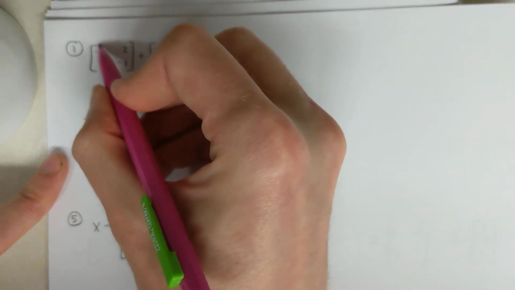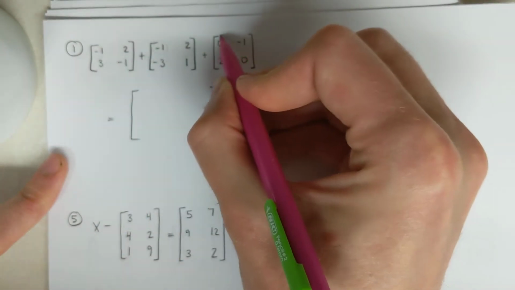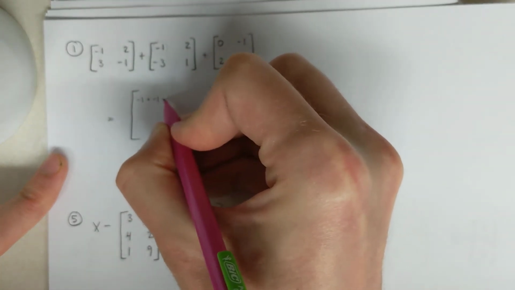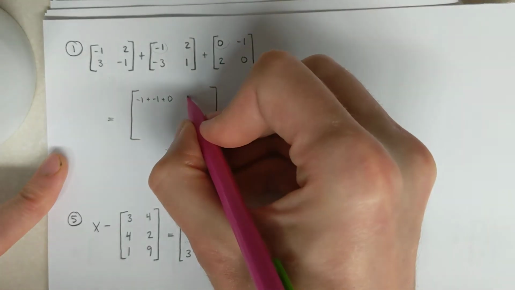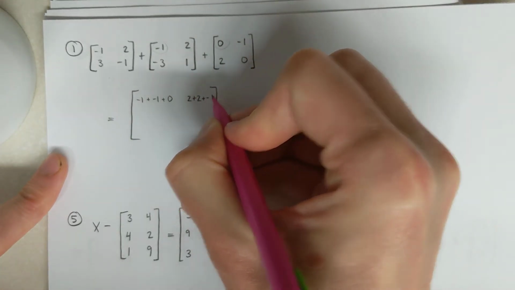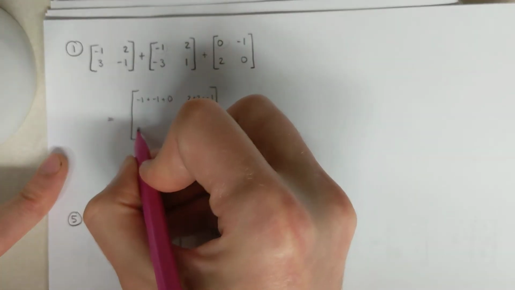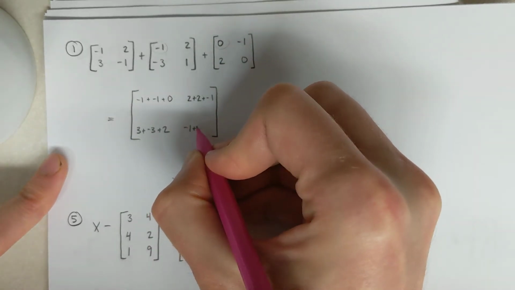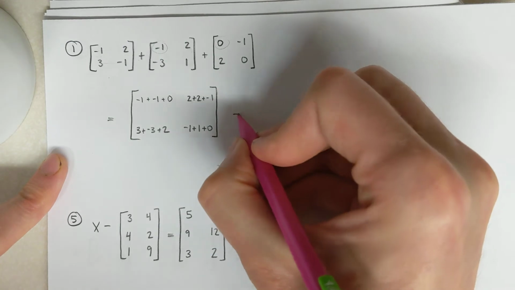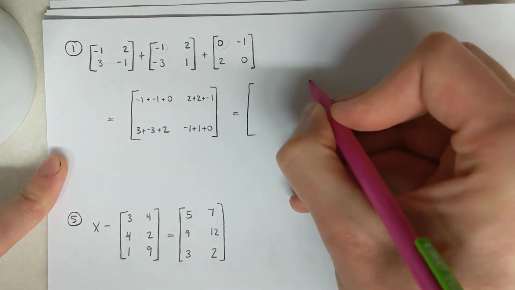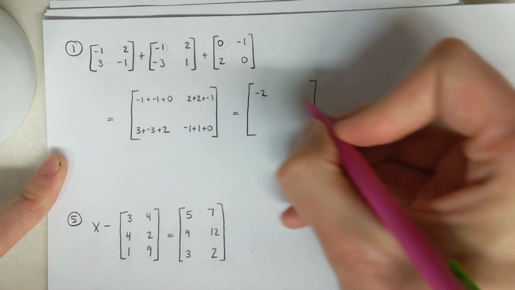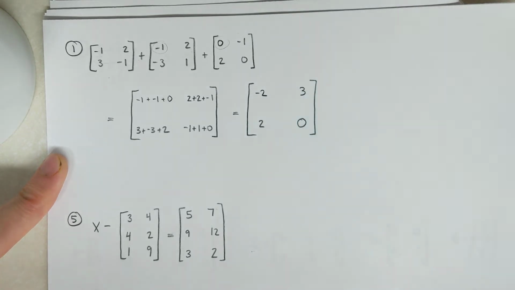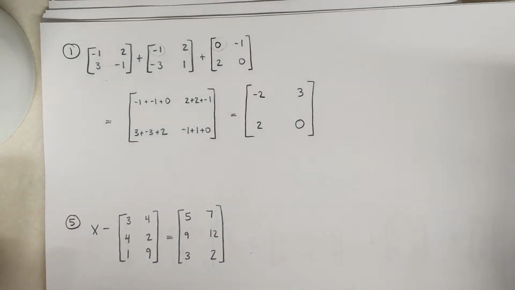The idea is you're just going to take the elements that are in the same spot and add them together. So like -1 plus -1 plus 0. Or 2 plus 2 plus -1. 3 plus -3 plus 2. And -1 plus 1 plus 0. And then reduce. So that makes -2, 3, 2, and 0. Okay, so adding and subtracting is very simple.